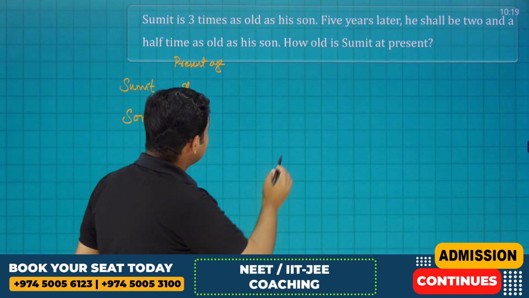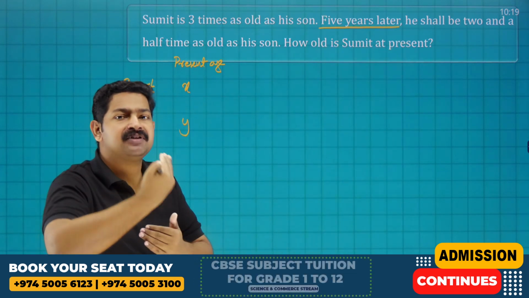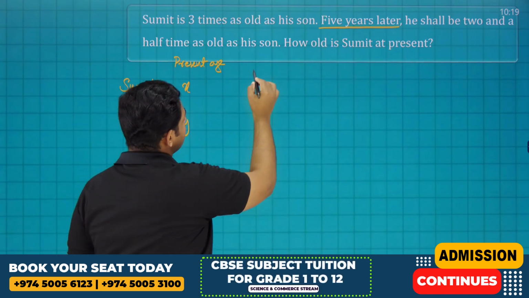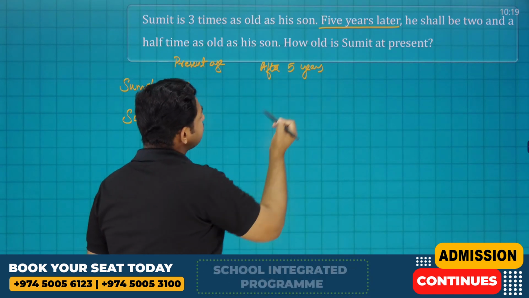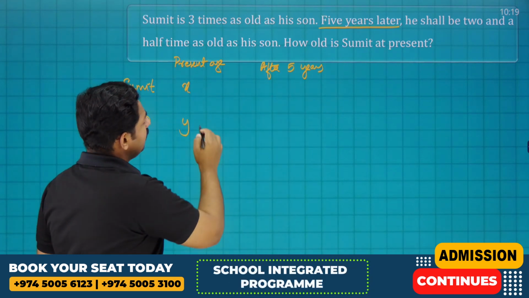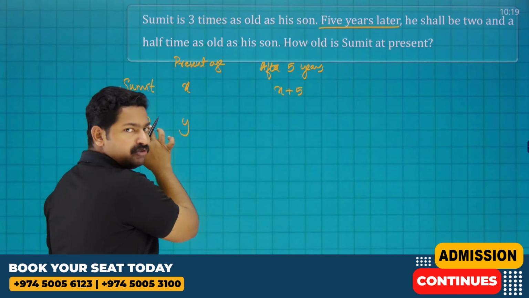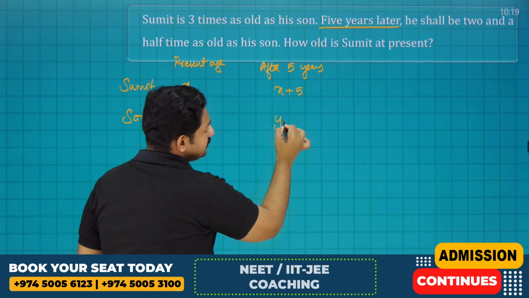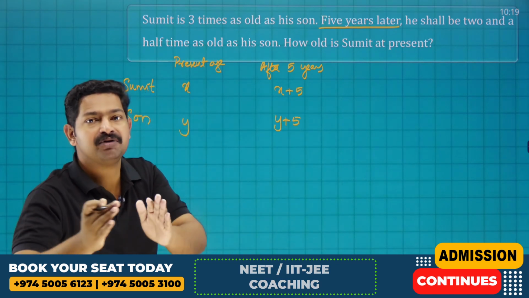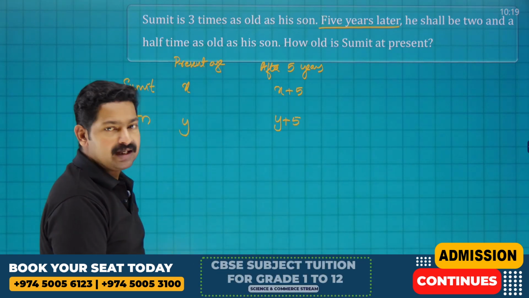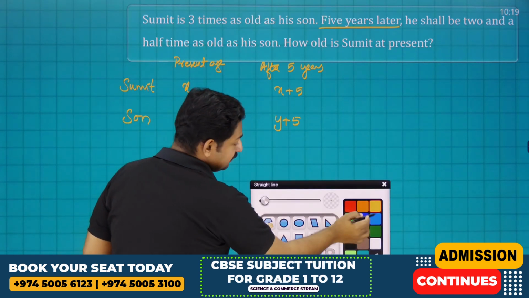And it is given that 5 years later. So 5 years later means after 5 years, what will be the age of Sumit? The age of Sumit will be X plus 5, and after 5 years, his son's age will be Y plus 5, because we know that after 5 years, age will be increased, right? So these are the things given.